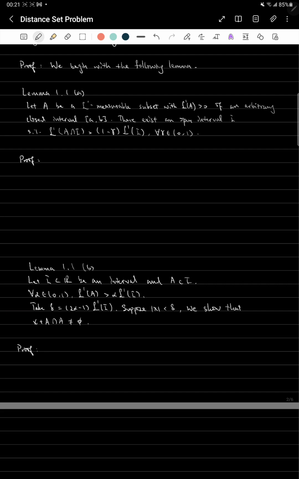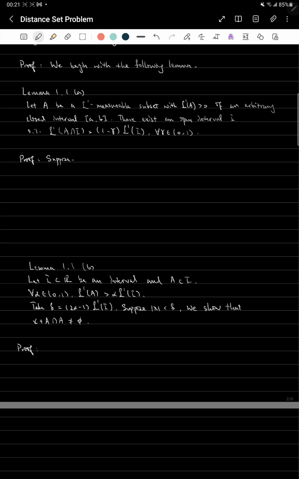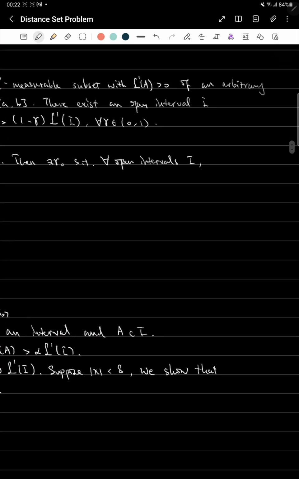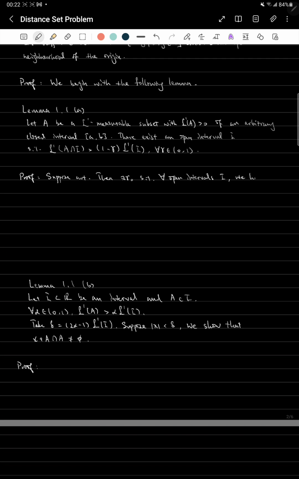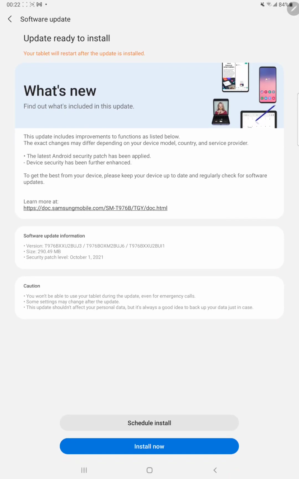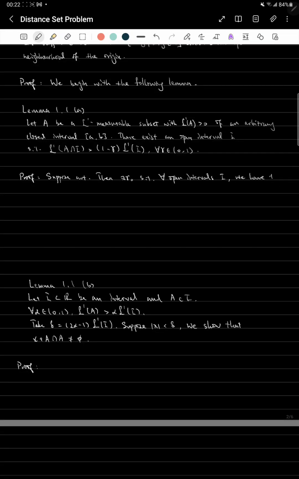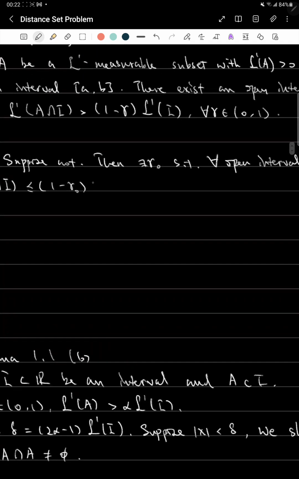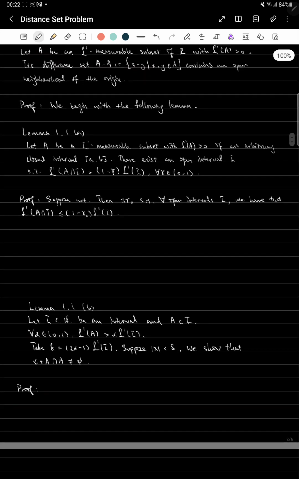So we do it by contradiction. Suppose not, then there exists some gamma 0 such that for all open intervals I, we have that the Lebesgue measure of the intersection between A and I is always smaller than 1 minus gamma 0 times the Lebesgue measure of I. So yeah, this is what we have.